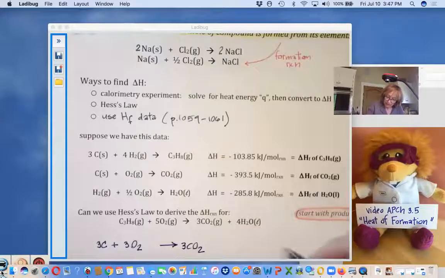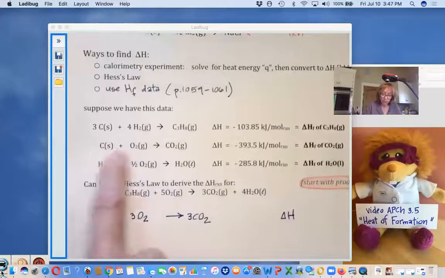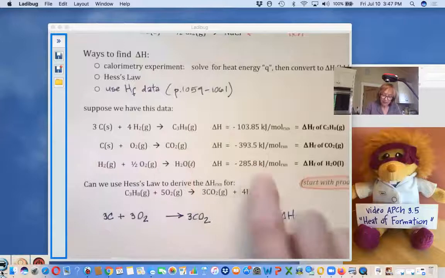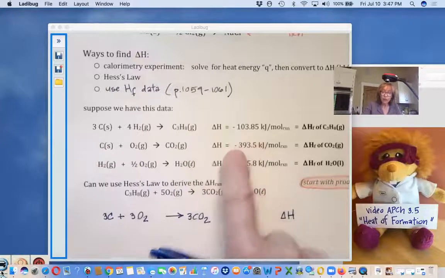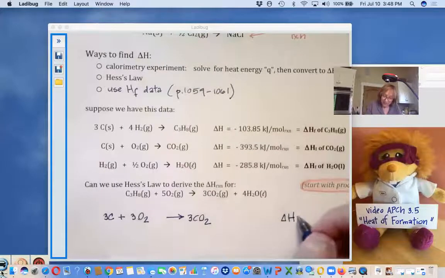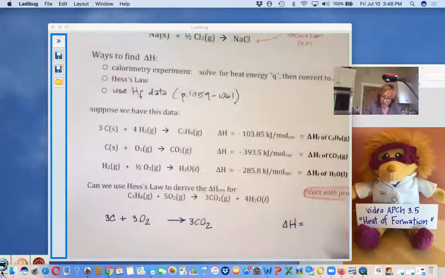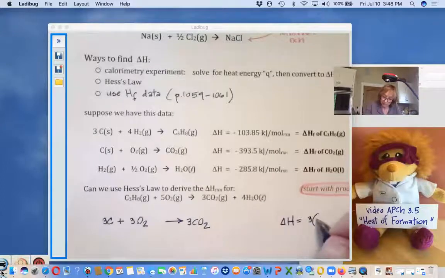And that means that the delta H would be, oops, can you guys see that okay? I multiplied this equation through by 3. That means I would take this number value and multiply it by 3, but I'm going to say simply that I'm going to take 3 of the heat of formation of CO2.